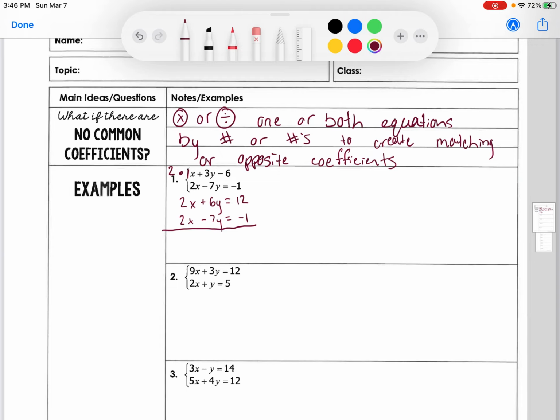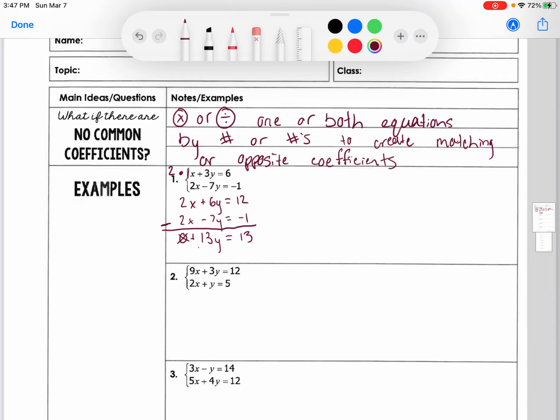Now, what we do at this point is we're going to follow the remaining 3 steps from yesterday. So we need to decide whether we add or subtract. Looking at the coefficients on the x, I can see they're identical. Since they are identical with the same sign, we need to subtract. 2x minus 2x is 0. 6y minus -7y, since there's a minus sign in front of it, would be 13y, or positive 13y. 12 minus -1 would be 13, because that's really like 12 plus 1.